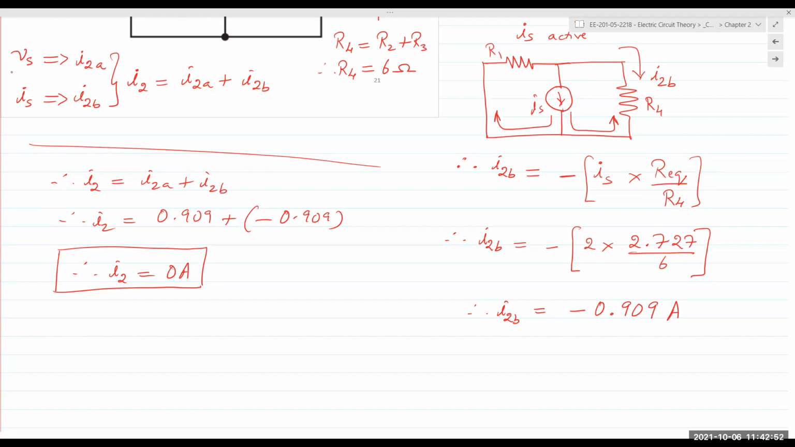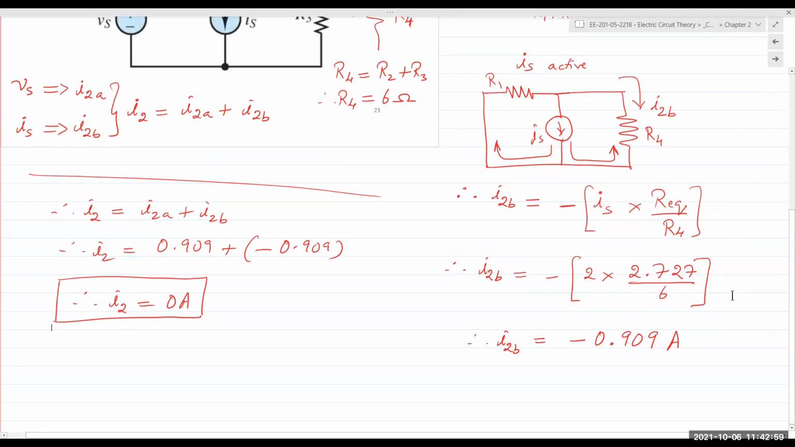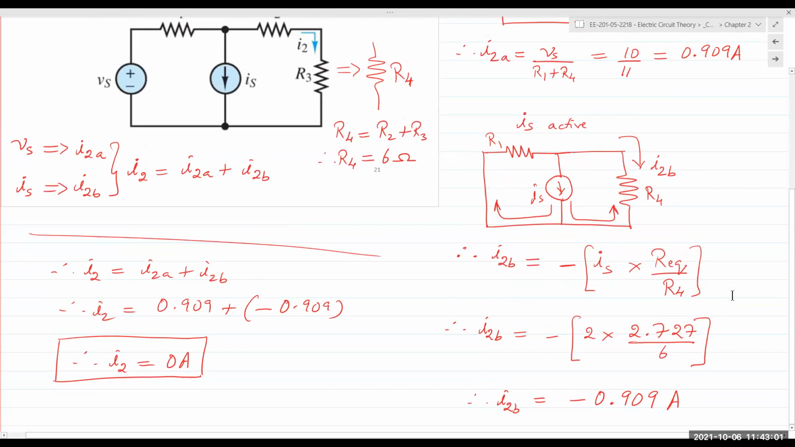All right, questions? Any questions? Does the procedure make sense? Does the analysis technique make sense? The setup of the problem, how we first redraw the circuit, we set it up for VS active, then we set it up for IS active.